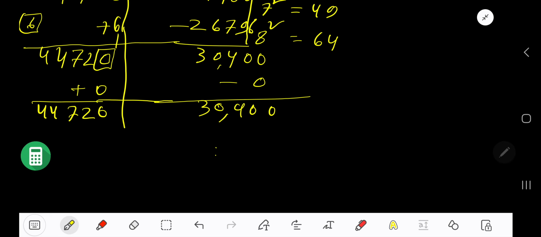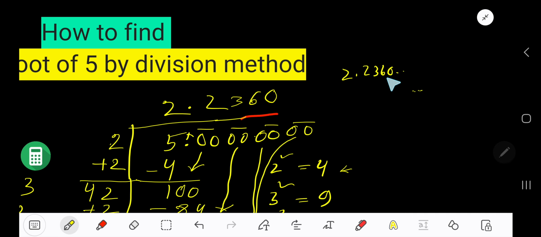Okay, now you can bring down more zeros and this process will continue. Since we have gotten 4 digits after the decimal, we can stop now. Just place 3 and a dot. If you want to round this number to 3 places after the decimal, since this digit is 0, which is less than 5, you can omit this. So our approximate square root of 5 is 2.236.